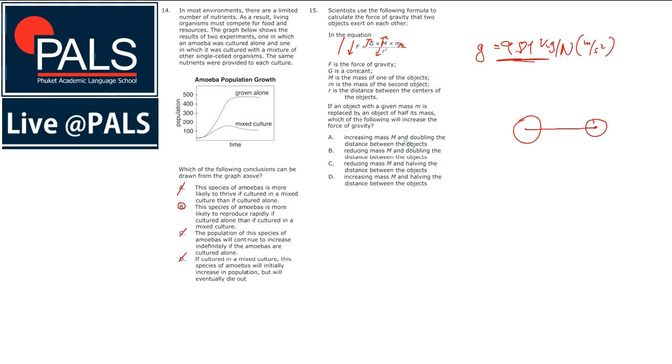Doubling the distance between the two objects would increase r, and r is even squared, so that would further decrease this, because to increase F we need to make r smaller. Reducing the mass, no. Again, we want to make the numerator bigger. Increasing the mass sounds good, and halving the distance between the two objects would decrease r, and that would increase the force, so D is the correct answer.